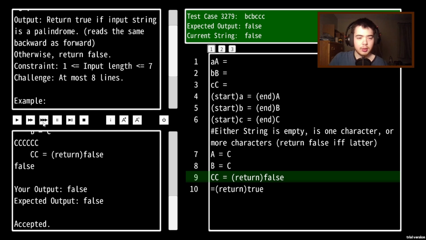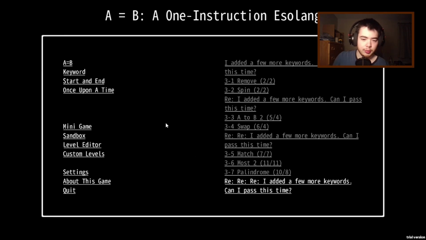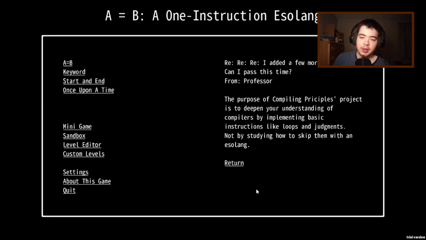I mean, that's basically okay. We've reached. We've done all of them. The purpose of compiling this principles project is to deepen your understanding of compilers by implementing basic instructions like jumps and judgments, not by studying how to skip them with an SLang.